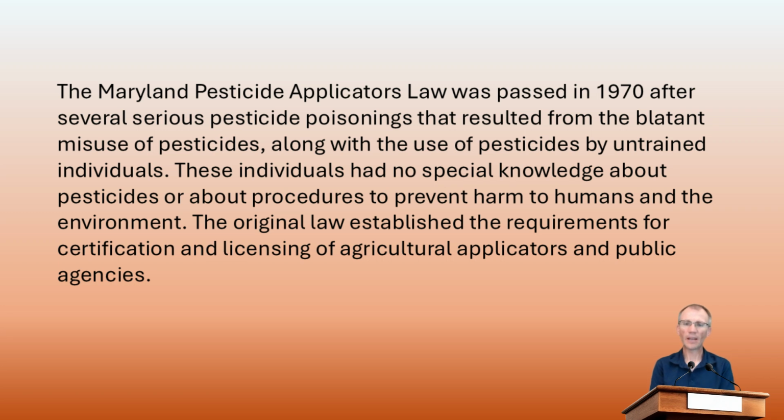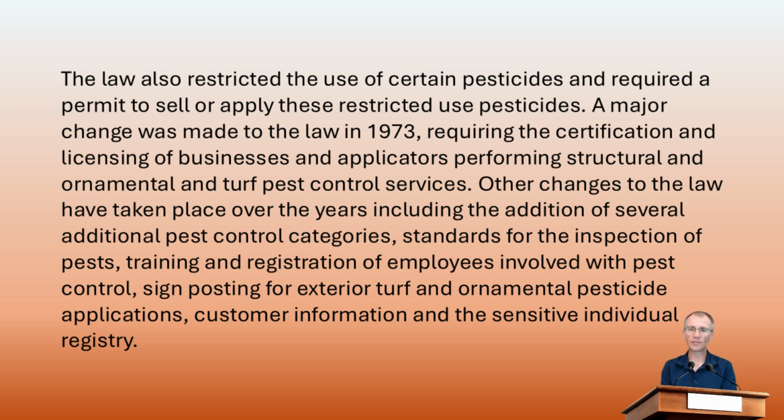The Maryland Pesticide Applicators Law was passed in 1970 after several serious pesticide poisonings that resulted from the blatant misuse of pesticides, along with the use of pesticides by untrained individuals. These individuals had no special knowledge about pesticides or about procedures to prevent harm to humans and the environment. The original law established the requirements for certification and licensing of agricultural applicators and public agencies. The law also restricted the use of certain pesticides and required a permit to sell or apply these restricted use pesticides. A major change was made to the law in 1973 regarding the certification and the licensing of businesses and applicators performing structural and ornamental and turf pest control services.